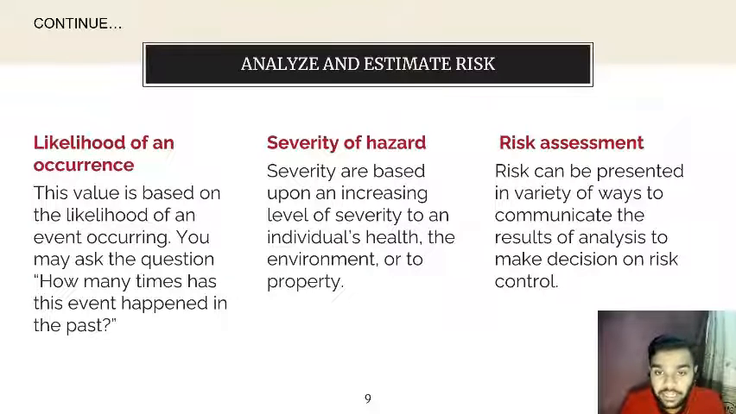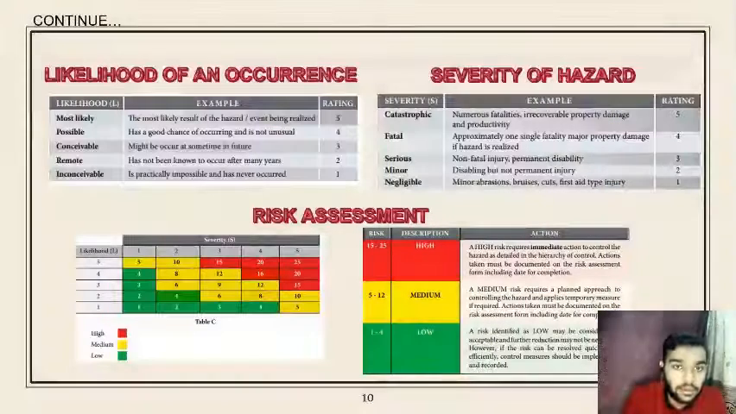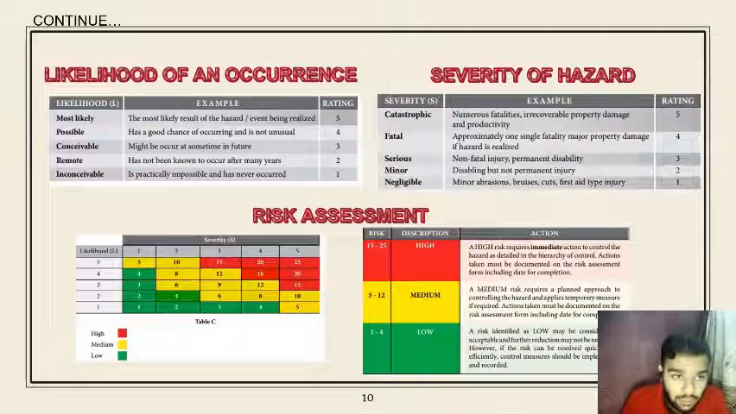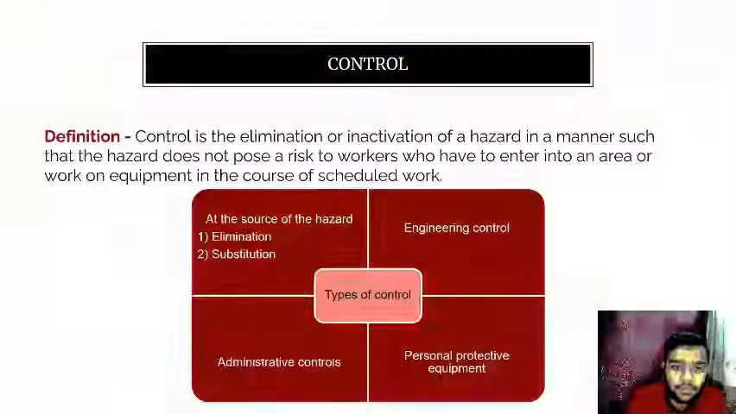The second one is the severity of the hazard. Severity is based upon an increasing level of severity to an individual's health, the environment, or property. The last one is risk assessment. Risk can be presented in a variety of ways to communicate the result of analysis to make a decision on risk control. This is an example of the risk analysis.